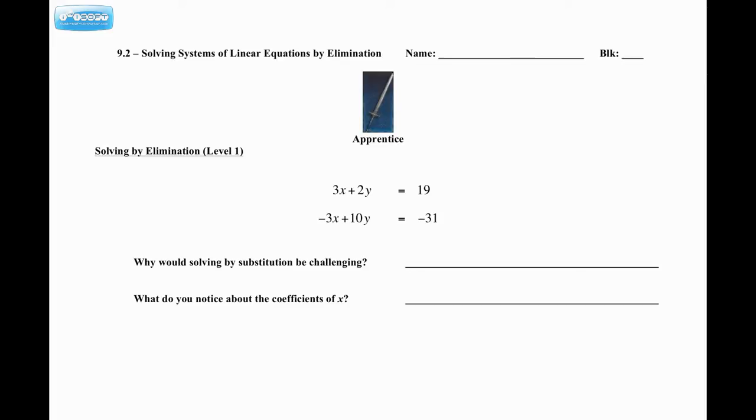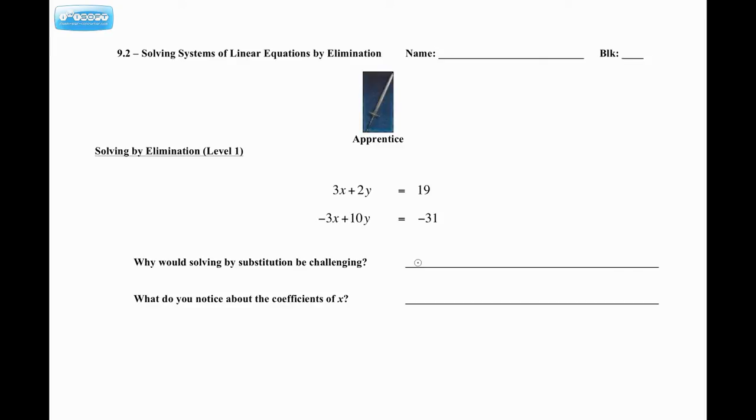And here's why it's important. So here we have a system of linear equations. And the first question is, why would solving by substitution be challenging? So remember, when you're working with substitution, you want to isolate a variable of your choice, but one that's easy. Well, the problem is both of these variables in each equation, all of them have a coefficient in front of it. And so if you divide out the coefficient when you isolate, you're going to have to work with fractions. And that's not bad, but it just makes your work a little bit more complicated.